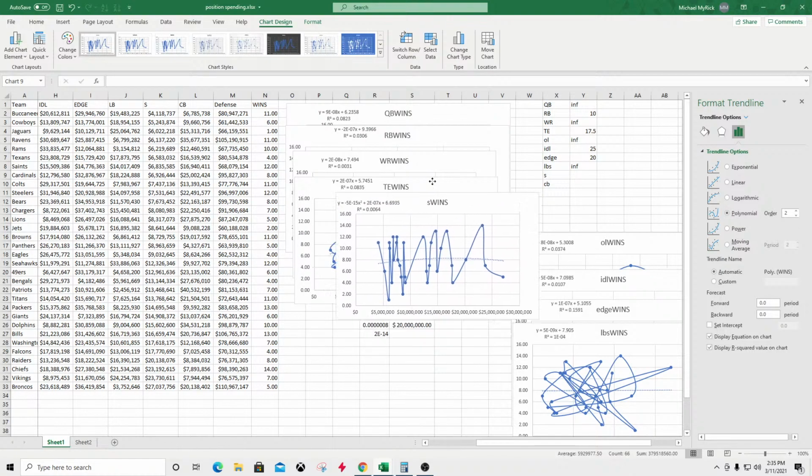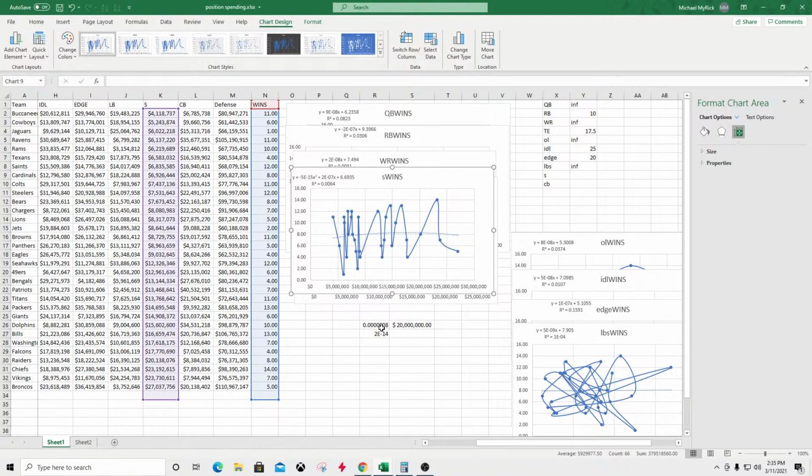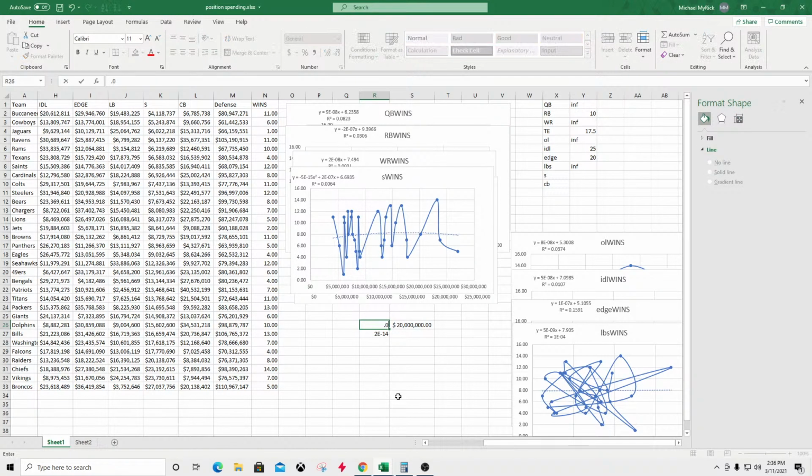All right, there's definitely a sweet spot, so we gotta check that. 1, 2, 3, 4, 5, 6, 7. 1, 2, 3, 4, 5, 6, 7, 8, 9, 10, 11, 12, 13, 14, 15. 20 mil.